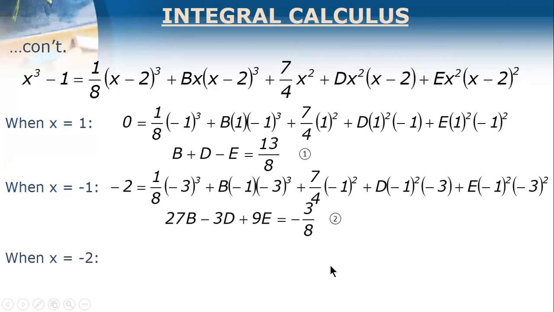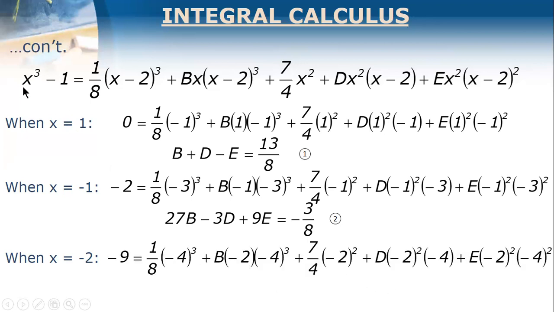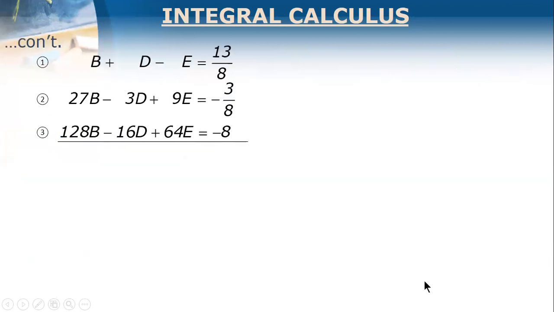And then last one, when x is equal to negative 2. So negative 2 cubed is negative 8 minus 1 is negative 9. And then the result is this. After you simplify, this is the result. This is equation number 3. So we have 3 equations with 3 unknowns. This one. And using your calculator, you can solve for B, D, and E.